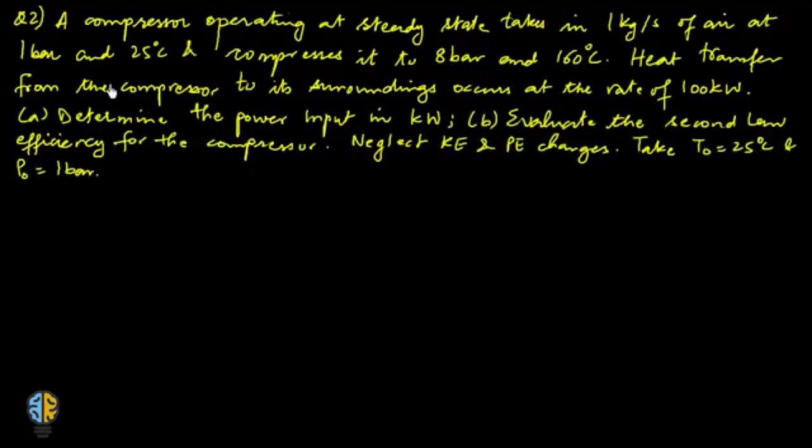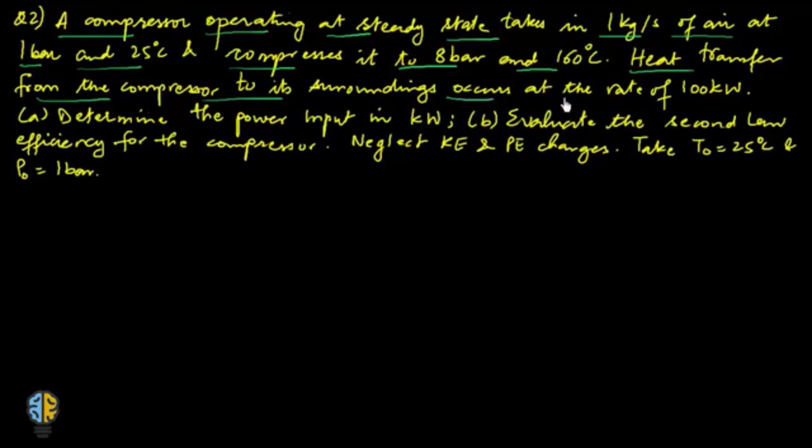Now let's look at question number 2. Question number 2 says a compressor operating at steady state takes in 1 kg per second of air at 1 bar and 25 degrees Celsius and compresses it to 8 bar and 160 degrees Celsius. Heat transfer from the compressor to its surroundings occurs at the rate of 100 kilowatts.